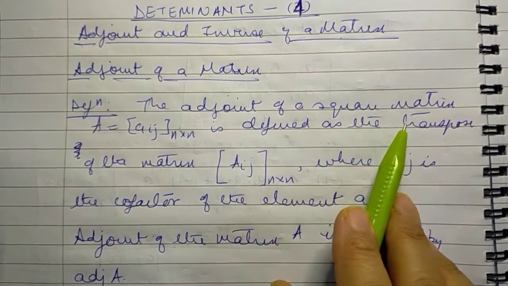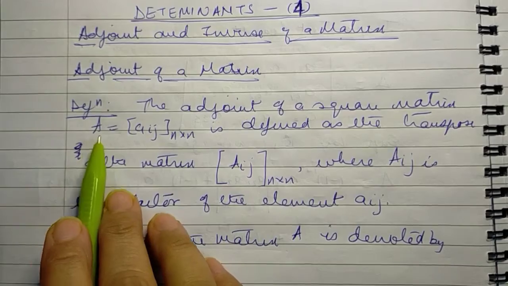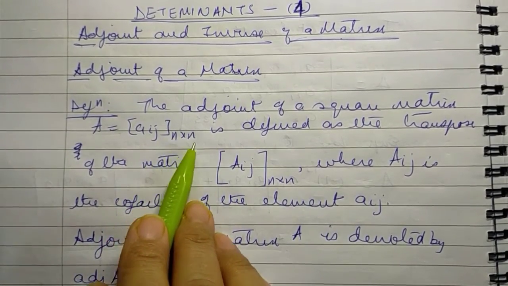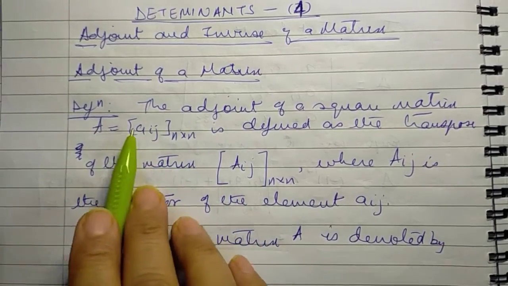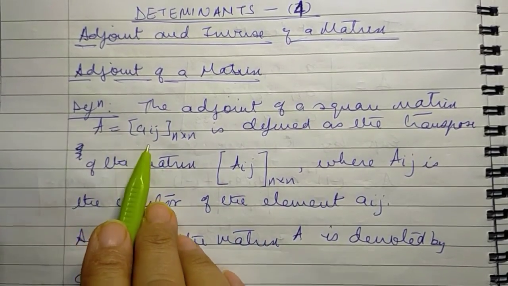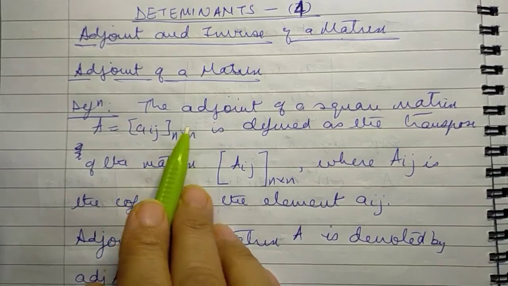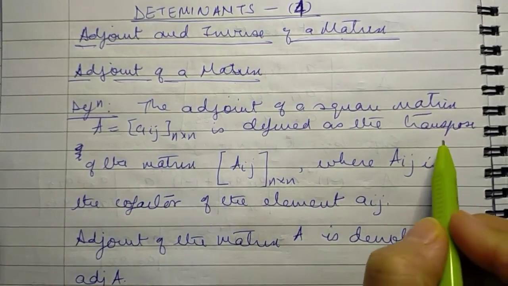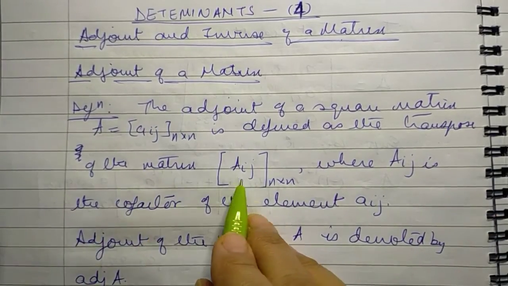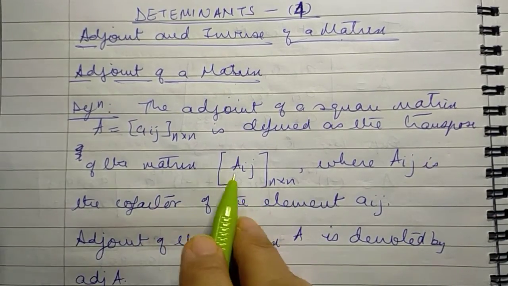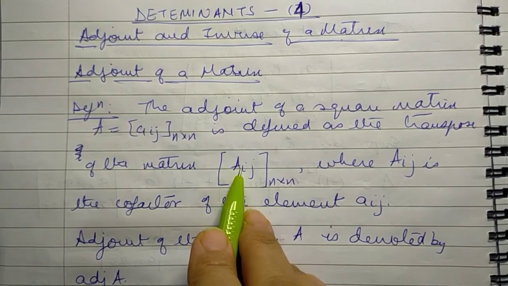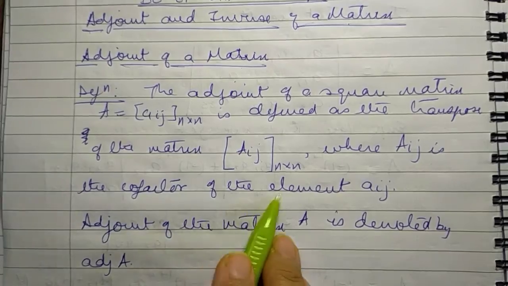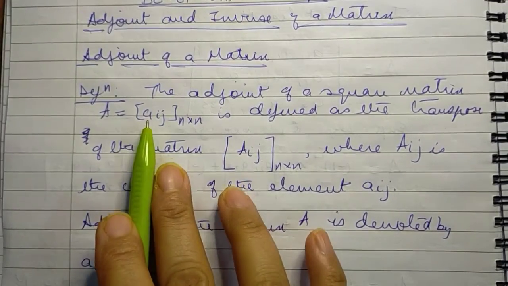The adjoint of a square matrix A equal to [Aij] of order n by n is defined as the transpose of the n by n matrix having elements capital Aij, where capital Aij is the cofactor of the element small aij.